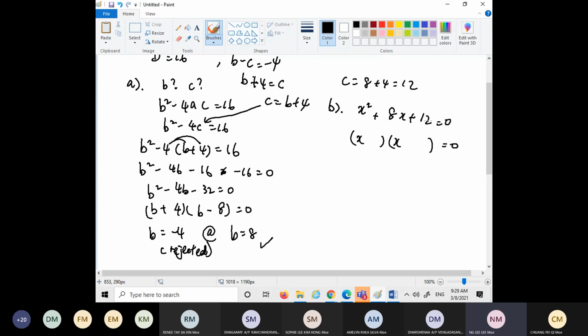8. 1 and 12 cannot. 2 and 6 lah. 2 and 6 add up to 8. Okay, so x is -2 and also x is -6. Okay, this is the answer. So this is how you do question number 7. Okay, now we go to question number 8.